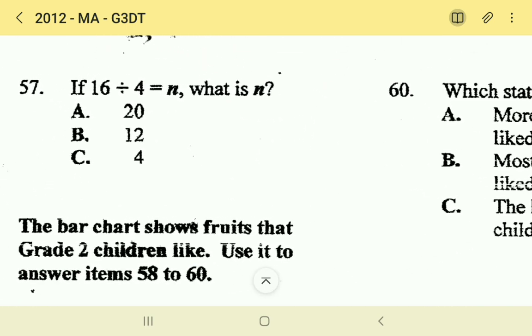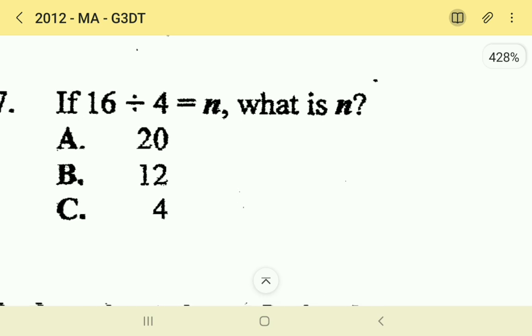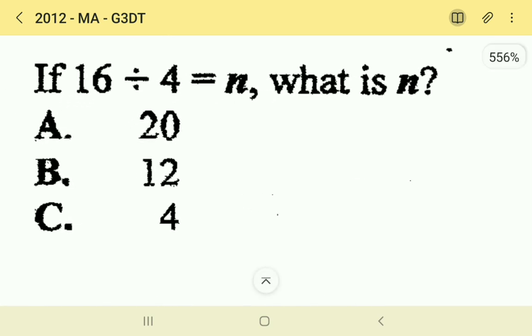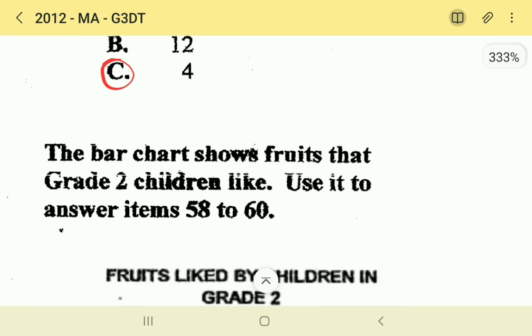57. If 16 divided by 4 equals n, what is n? In other words, 4 what gives you 16, or how many times can 4 go into 16? 4 times. 4 fours? 16. Good job, grade 3. 4 fours, 16. 4 goes into 16 4 times.